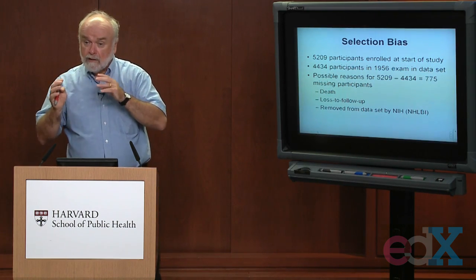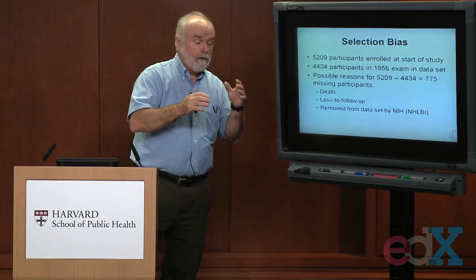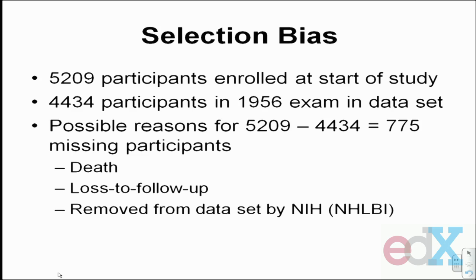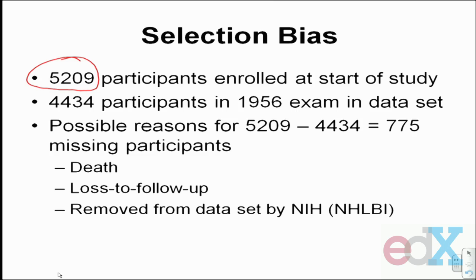But I will tell you in a couple of weeks, and I mentioned this in the very beginning of the course, that originally there were 5,209 participants in the Framingham Heart Study when it was developed around 1950. We're using a subset of that data. We're using data from people who were attending the 1956 exam. We only have 4,434 people in our Framingham data set.